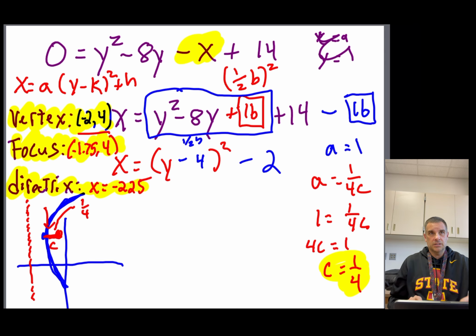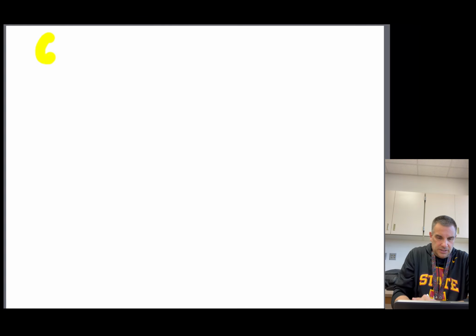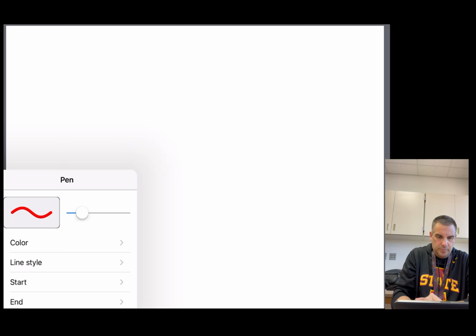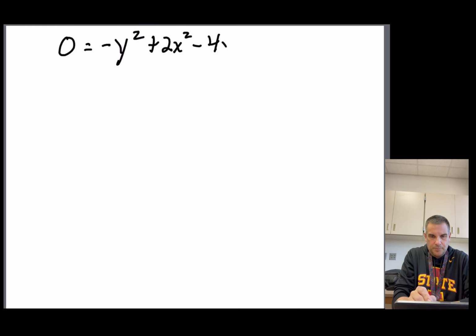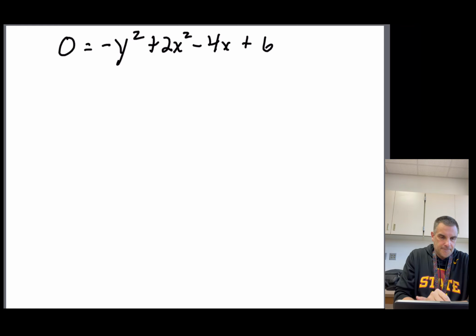Let's look at another one. Okay, so let's go 0. Ooh, let's not use a highlighter. Let's use a colored marker instead here. Let's go 0 is equal to negative y squared plus 2x squared minus 4x plus 6. And we're going to do the same thing. We're going to find the vertex. We're going to find the focus. And we're going to find the line of the directrix.